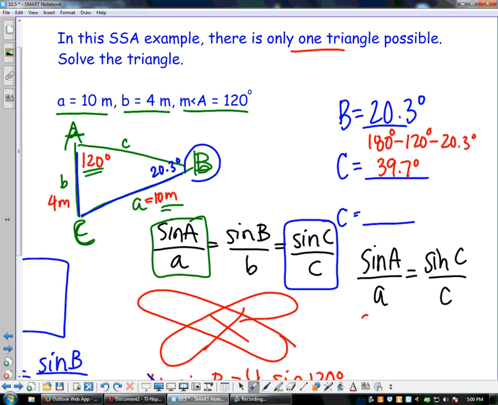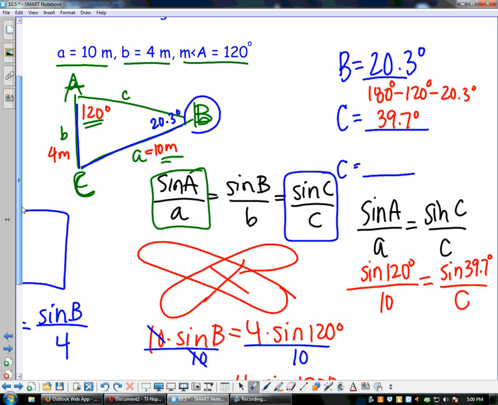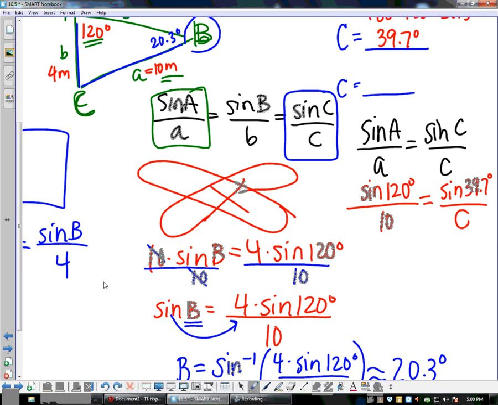Plugging in the values I know, I'll say sine of angle A, so sine of 120 degrees, divided by side length A, which is 10, will equal the sine of angle C. We just found that 39.7 degrees, divided by lowercase c. So how am I going to solve this? Well, I'm going to cross multiply.